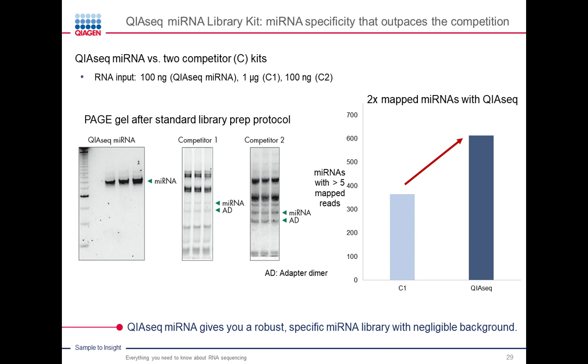So you go, okay, well, that's pretty nice. That's 200 more microRNAs. The even cooler thing is that if you look at the experimental setup, we used only 100 nanograms for Seek MicroRNA and 1 microgram for competitor 1. So we actually used 10-fold less input and still got 200 more microRNAs.